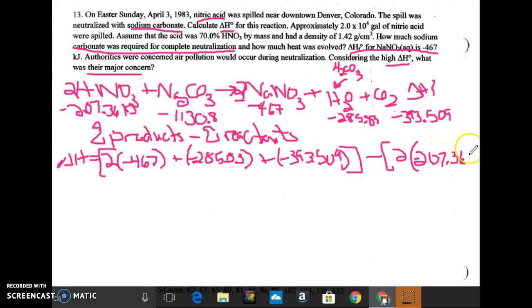Okay, units really make a difference, so be careful with that. And the negative 1130.8. And we do all of that, we get negative 68 kilojoules per mole.